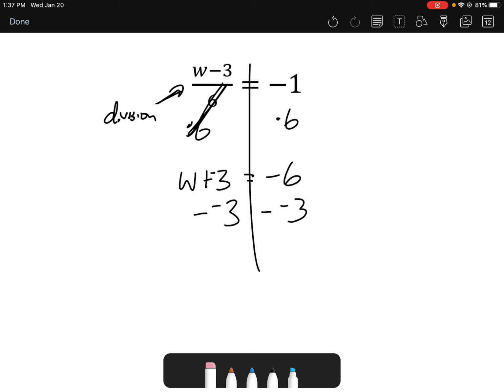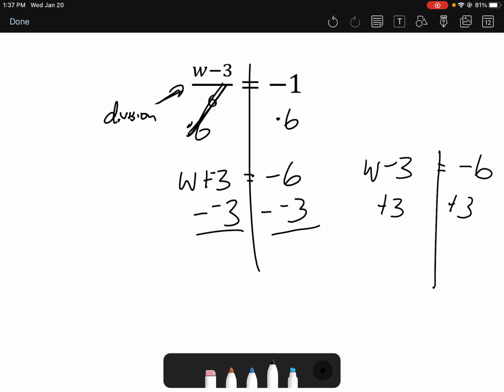Or, looking back at the original problem, if I have w minus 3 is equal to negative 6, I can just go ahead and use inverse operations. The inverse to subtraction is addition. I can just add 3 to both sides. You get the same answer no matter what. Negative 6 minus negative 3 is negative 3.